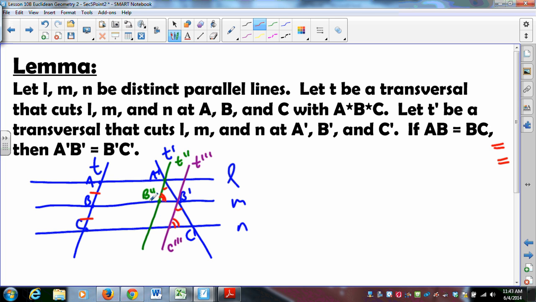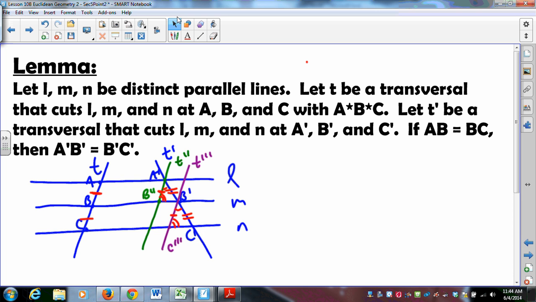And since this is a parallelogram, this is congruent to that. And since this is a parallelogram, this is congruent to that. So why does that matter? Because this triangle is now congruent to this triangle. Triangle A prime, B double prime, B prime is congruent to triangle B prime, C triple prime, C prime. Now, why does that matter? Because that means by corresponding parts of congruent triangles, this is congruent to that. And that's what we wanted.